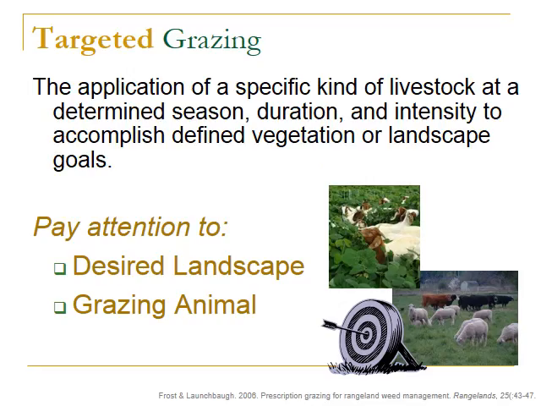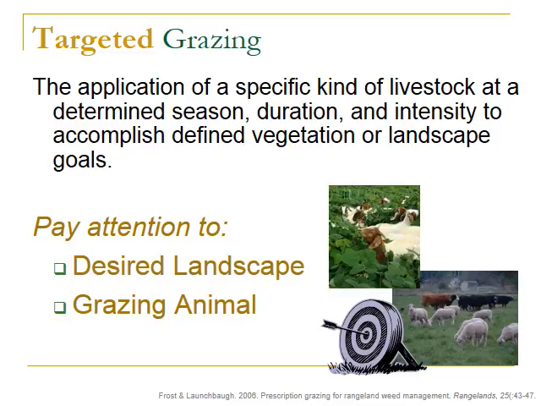Targeted grazing, by definition, the book definition, is the application of a specific kind of livestock at a determined season, duration, and intensity to accomplish a defined vegetation or landscape goal. That definition came out of a paper that was written by my graduate student Rachel Frost, and I will post that on the class webpage so you can see the elements of targeted grazing.